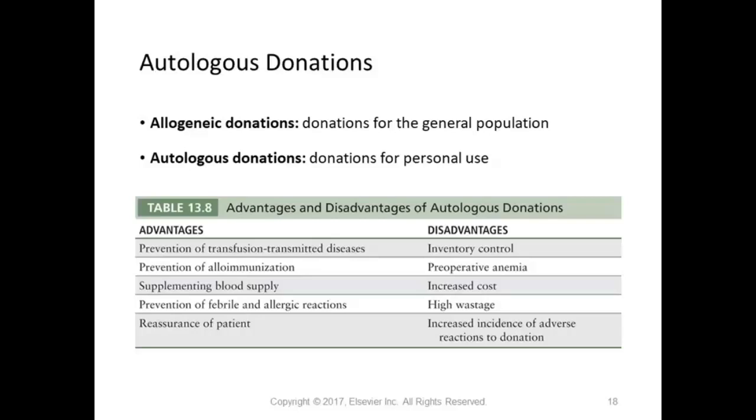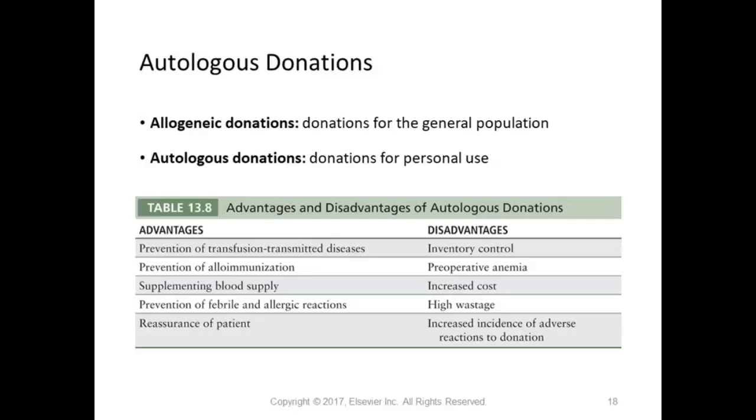So, autologous donation. You'll have allogenic donations for the general population. That's what we all normally do. And then there's autologous donations when you would go in and donate for yourself. So this procedure is only used for stable patients or useful for patients with rare antibodies. So if you have a rare antibody and you're pretty stable, you may go and donate blood for yourself, and they have the ability to freeze blood.